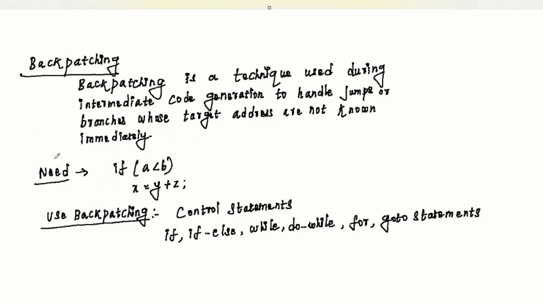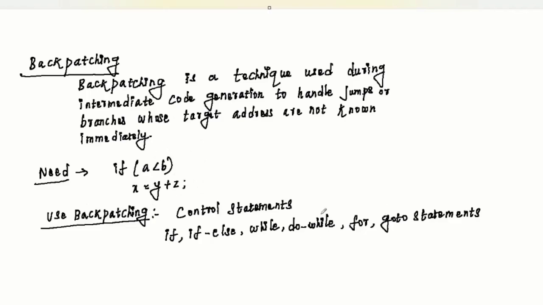Why is backpatching needed? Let's take an example. If a less than b, x equal to y plus z. When the compiler starts generating code, it does not know where the false part will jump to, that is, if the condition fails, because the rest of the code is not generated. After finishing the rest of the code, it goes back and fills in those missing addresses. That is backpatching. When do we use backpatching?